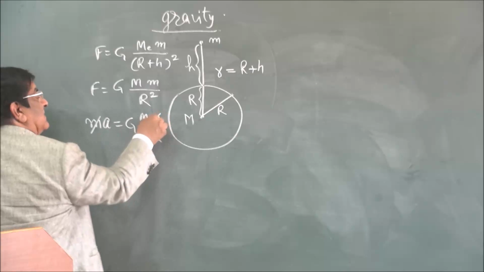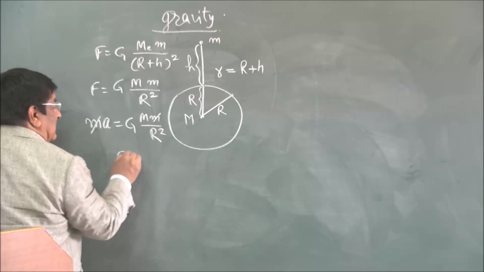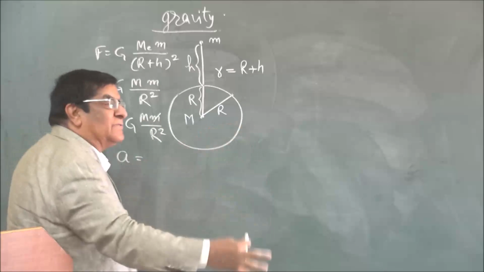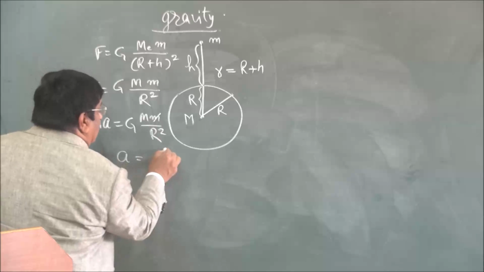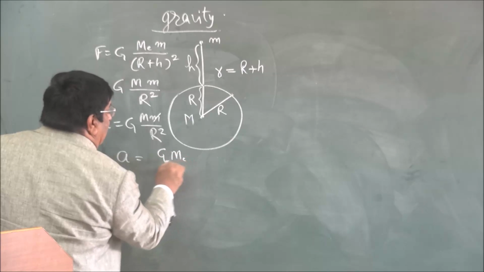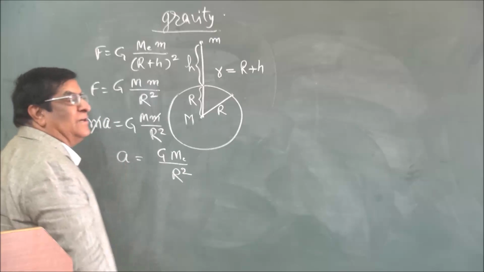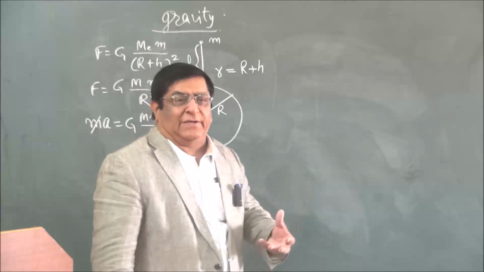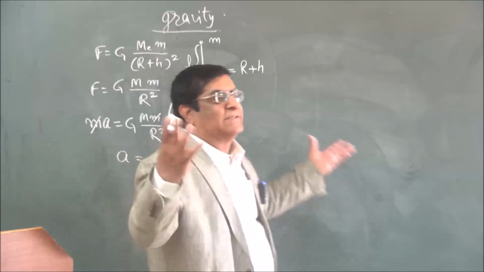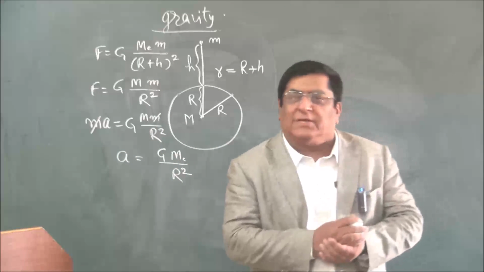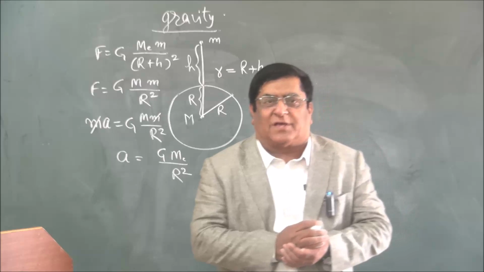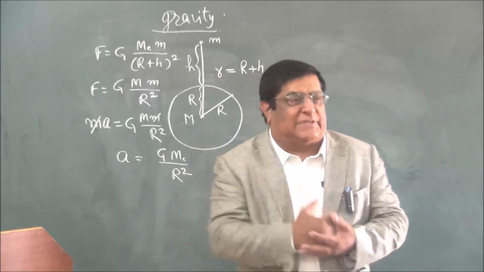This m is cancelled from both the sides, and this acceleration with which this body is falling towards the ground is equal to G, mass of the Earth, divided by radius of the Earth square. This is acceleration due to gravity. Because there are so many accelerations amongst the bodies, but most of the time on the surface of the Earth, we are using this term.